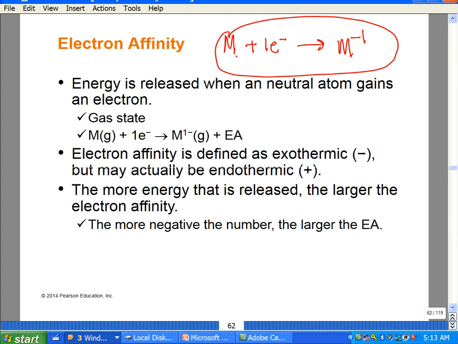So when this happens, we had to put energy in to take the electron off, to ionize the atom. But when we gain an electron, we get energy out. It's an exothermic process. So this is the same thing as that. And this EA here is what we call the electron affinity.